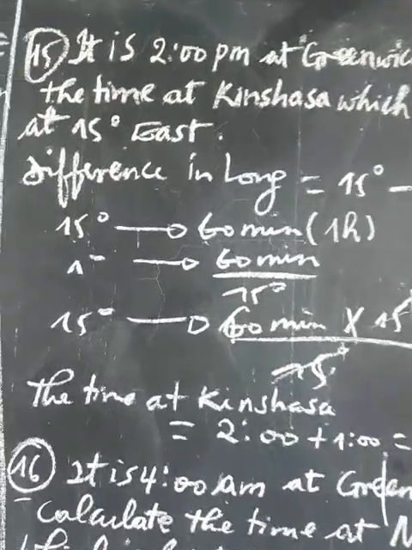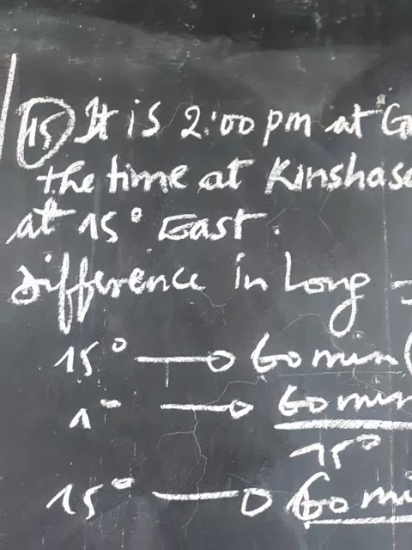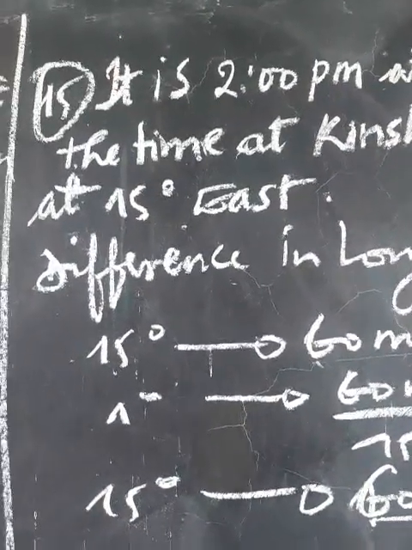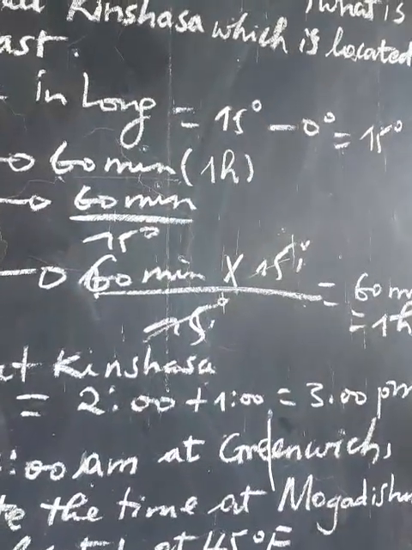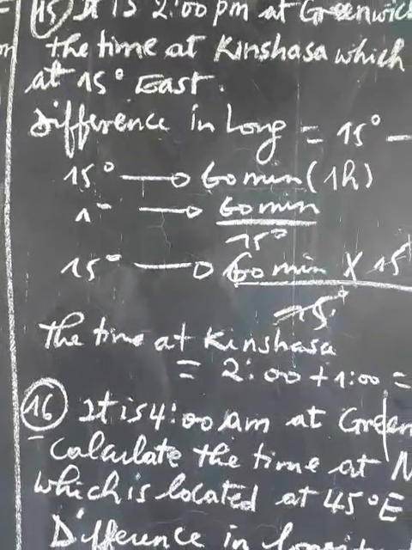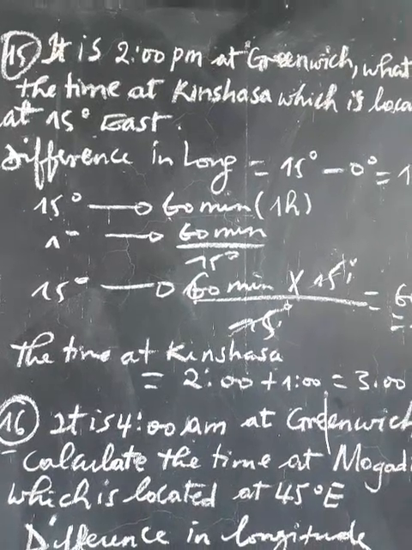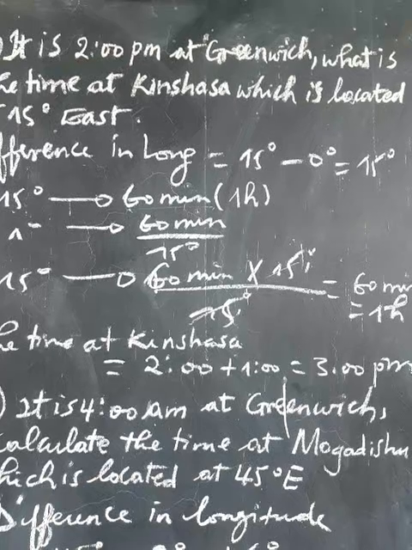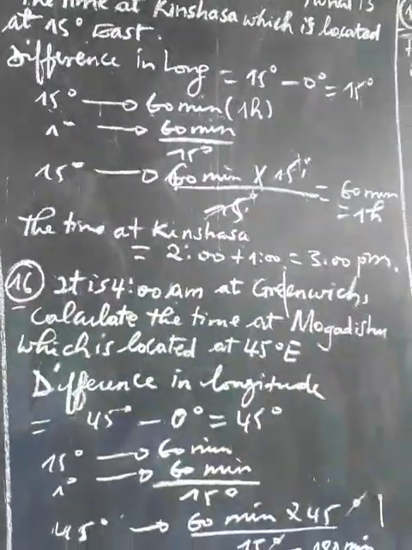Then the time at Kinshasa. When you are coming from Greenwich Meridian, which is located at 0 degree, and you go to Kinshasa, which is located at 15 degree, it means that the hours are increasing. That's why we are going to take 2 hours, 2:00 plus 1:00, which is equal to 3 p.m. So therefore, the time at Kinshasa was 3 p.m. Let's go to the question number 16.